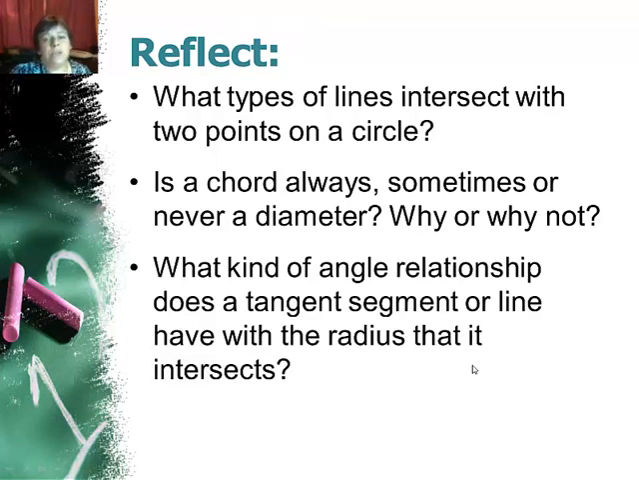What kind of angle relationship does a tangent segment or line have with the radius that it intersects? Well, you should note that it is always perpendicular to the radius at the point of tangency.